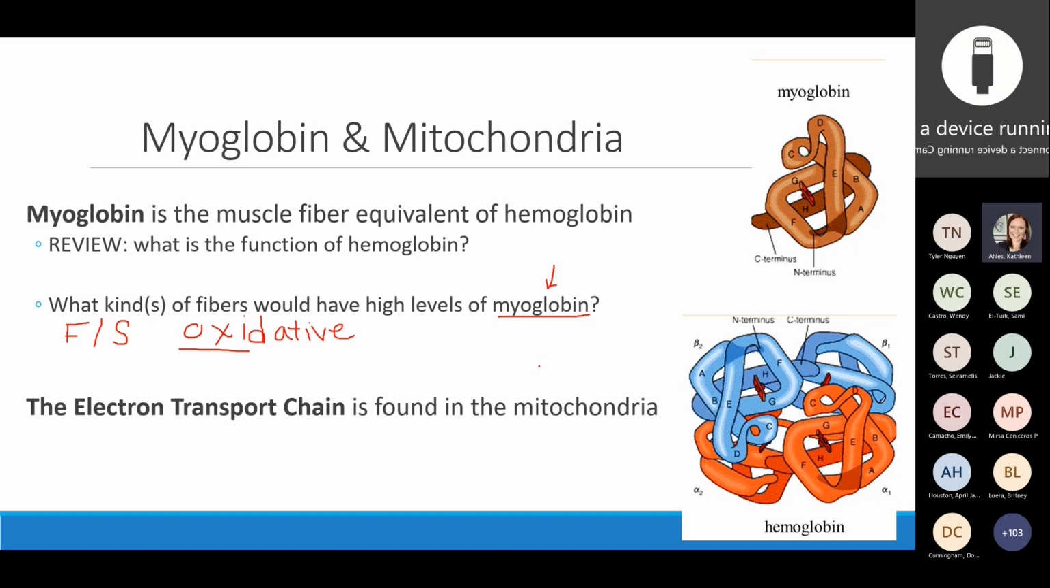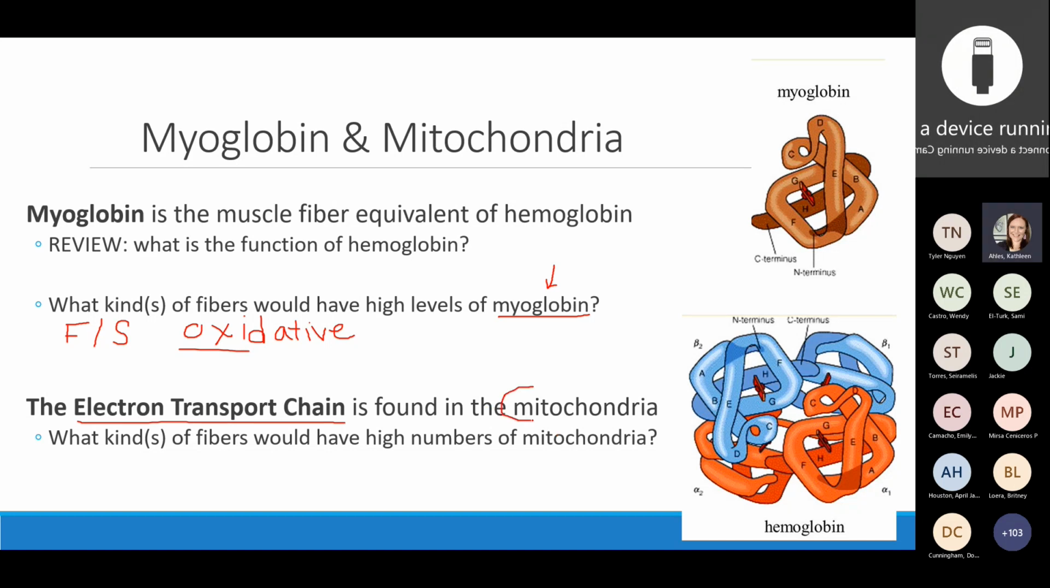Same kind of deal when we're talking about mitochondria. Mitochondria, if you remember from AMP1, are the site where we do the electron transport chain. So thinking about the kinds of muscle fibers that did the electron transport chain to make their energy, what word do I use to describe my types of muscle fibers that use the electron transport chain? Or in other words, that have a lot of mitochondria. Who's going to have a lot of mitochondria?